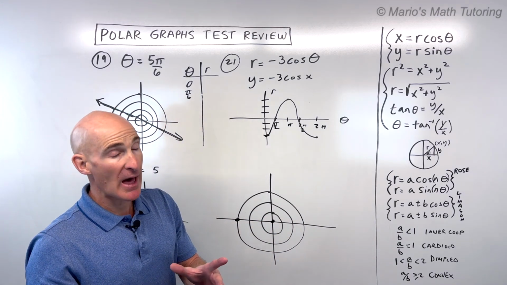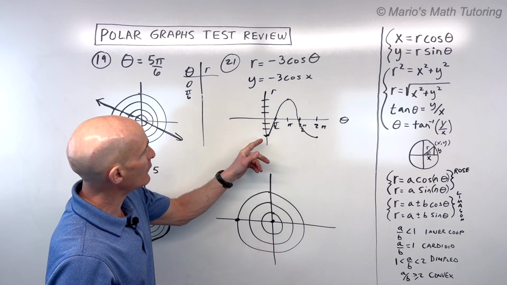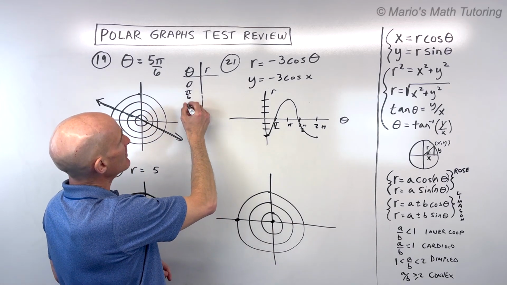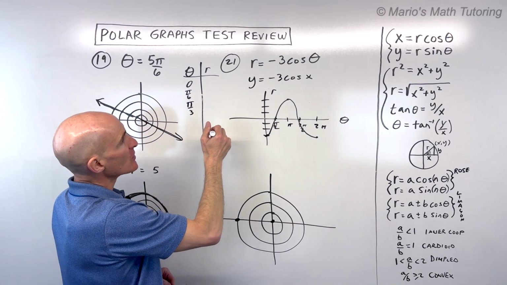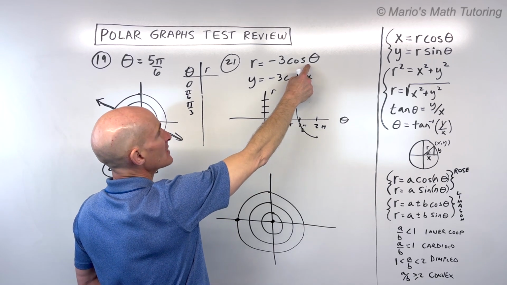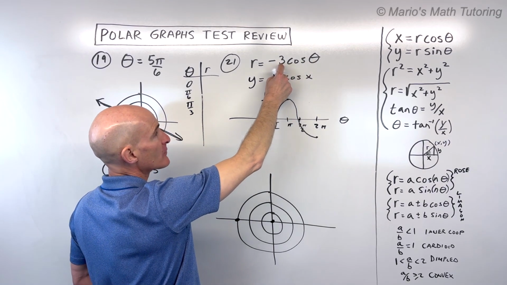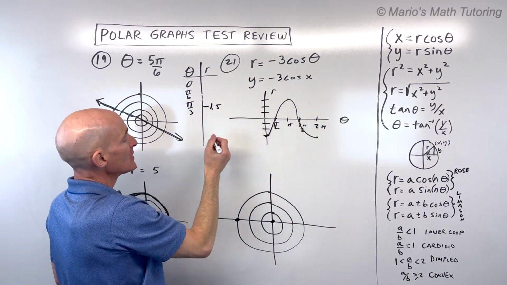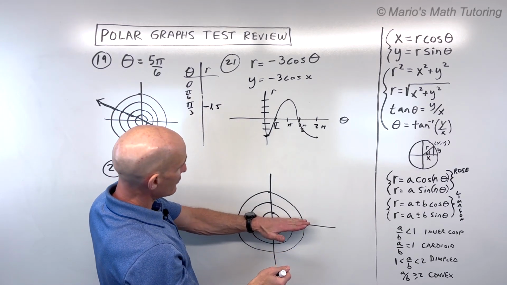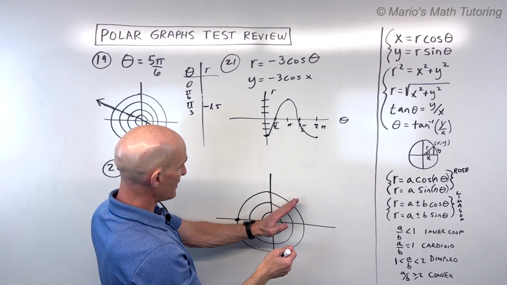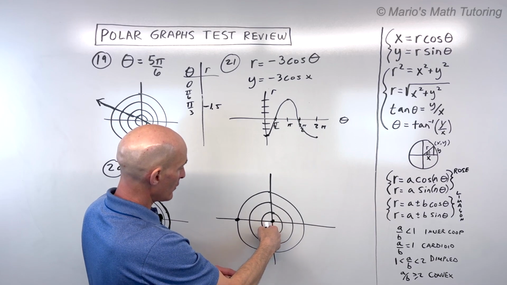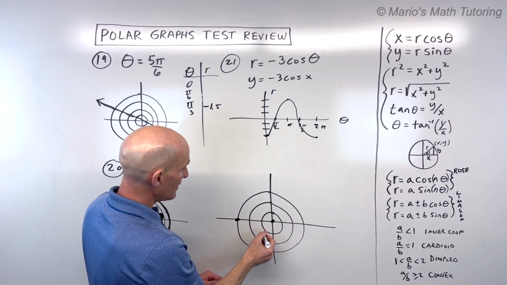So again, let's plot a couple more points just to get a sense of this. Say if we wanted to look at pi over 3. I know that the cosine of pi over 3 is a half, times negative 3 is negative 1.5. So when I'm at pi over 3, which is 60 degrees, like about this, I'm going to go through the pole 1.5, which is going to put me right about here.